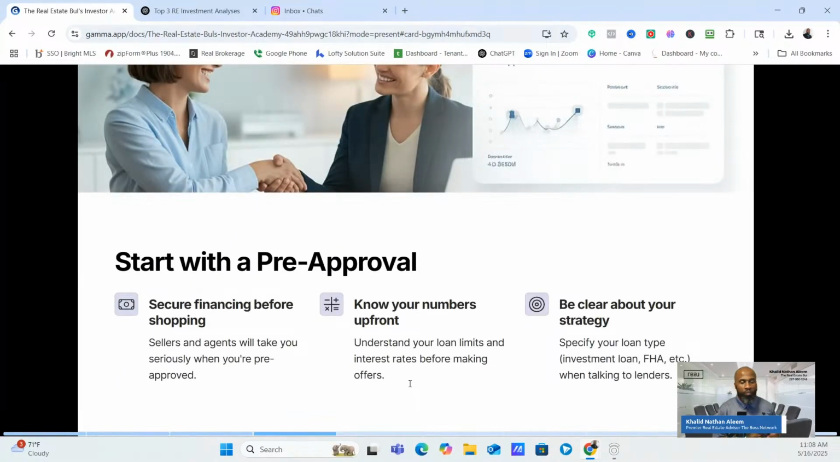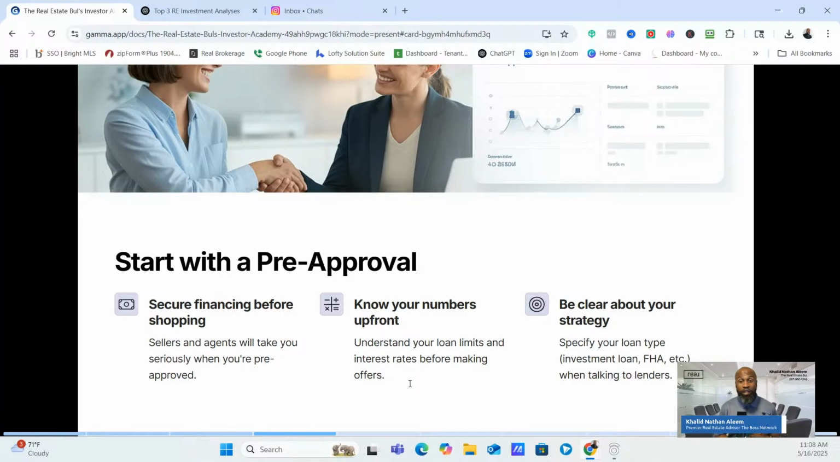All right, so the first thing is start with the pre-approval. Secure financing before shopping. Sellers and agents will take you seriously when you're pre-approved. You have to have proof of funds.